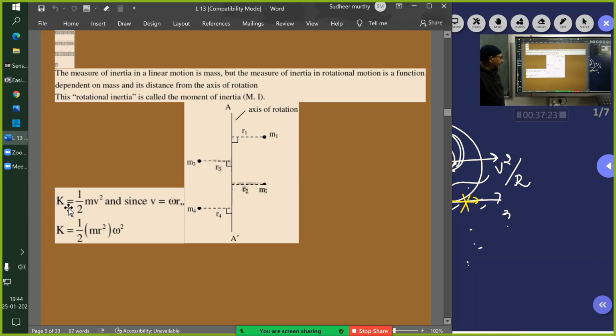So the kinetic energy of each particle is half m v square. Since v is equal to omega r, we can write the kinetic energy of each particle as half m r square omega square. So again, you see, mr square has to be interpreted as rotational inertia.